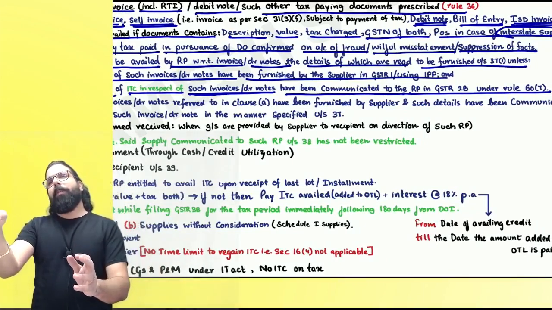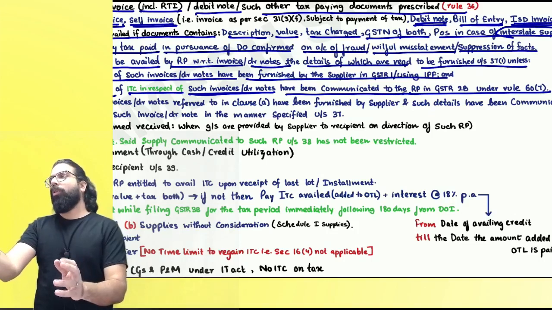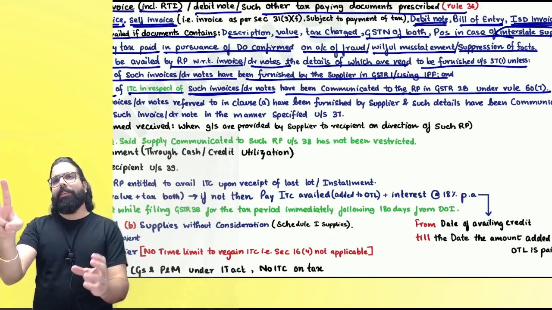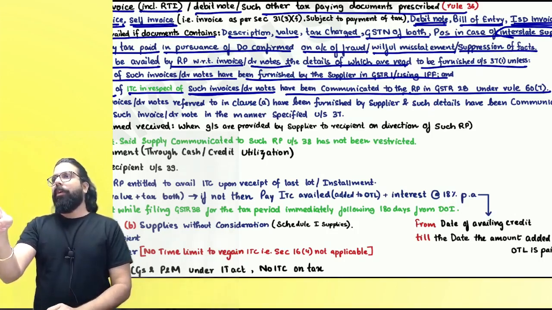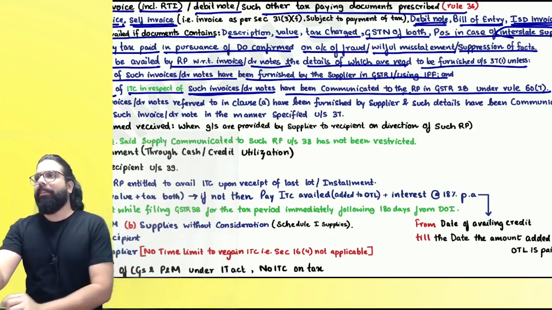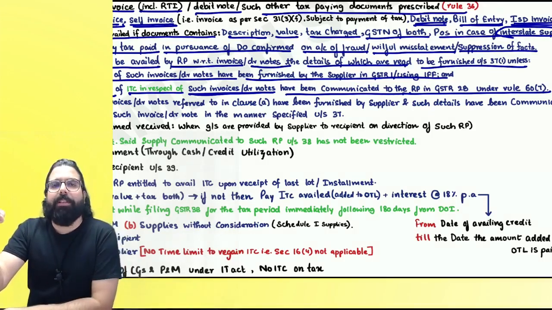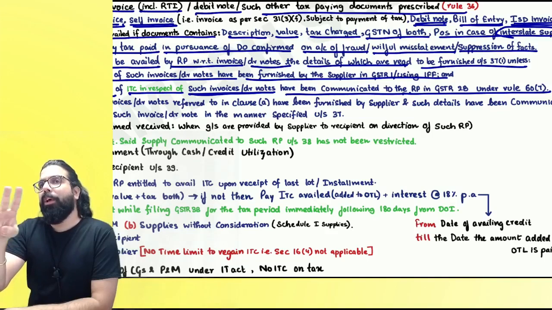Rule number 36.1, rule number 36.2: description, value, tax, GSTIN and place of supply. The third one, no ITC of any tax which is paid in pursuance of fraud, willful misstatement and suppression.